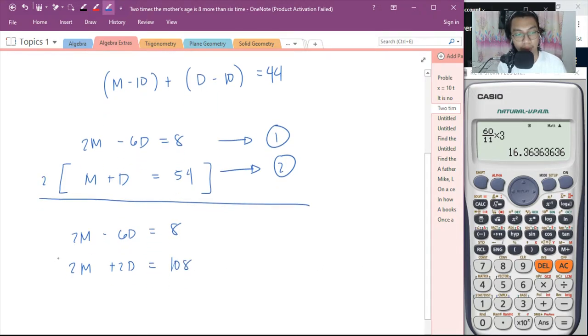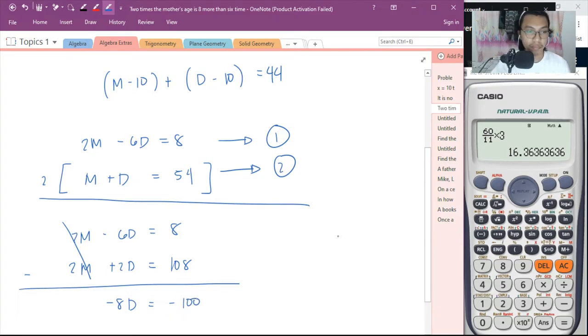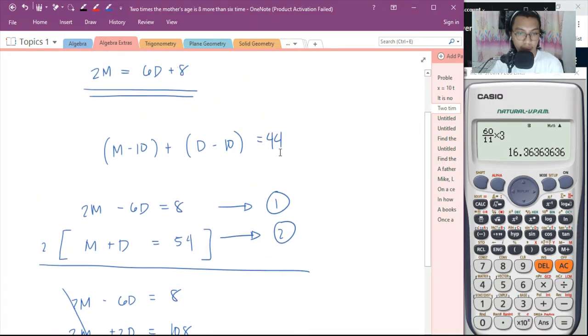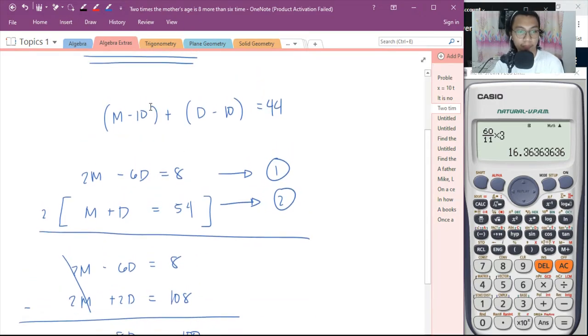Now, we can solve for the value by subtracting. Cancel na to. Negative 6, negative 2, negative 8, D equal to negative 108, tapos 8, I think that is 100. Okay. Ay, hindi pala 100. 10, 10, 20, 44, 64. Ayun, mali na tayo dun. Hindi tayo nag-calculator. 64. 64 times 2, 128.